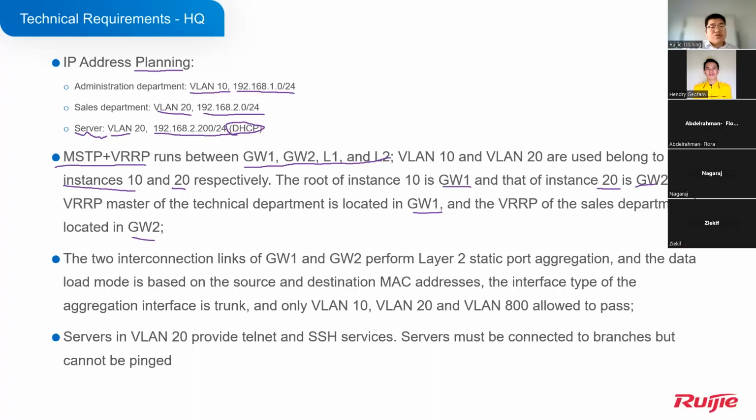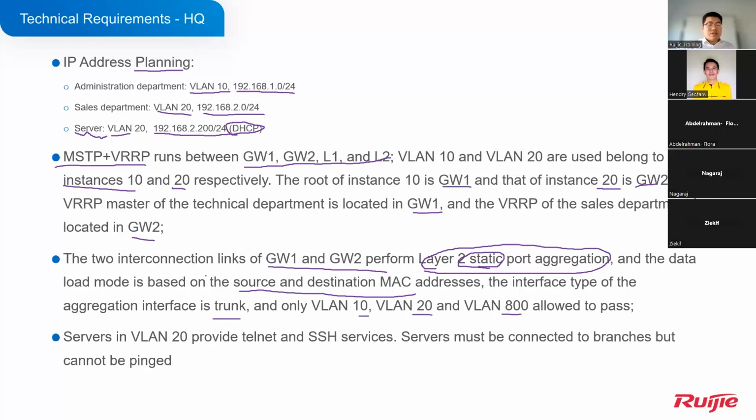Okay, and next, the two interconnection links of GW1, GW2 perform layer 2 static port aggregation. Because for aggregate ports, we have static mode and LACP mode. Right here, what we use is static mode. Data load balance mode is based on the source and destination MAC. This is the load balance mode of the aggregate port. Interface type is trunk. Trunk, VLAN 10, 20, 800 allowed. So on the trunk, we should configure the allowed VLANs.